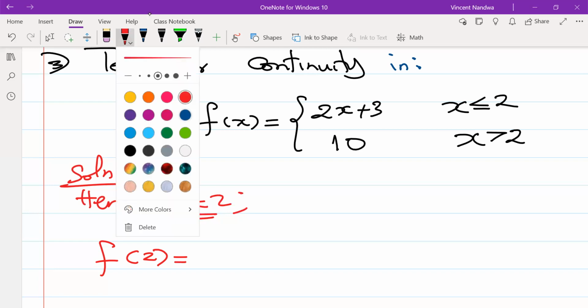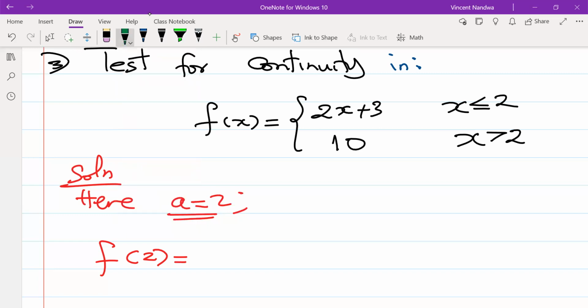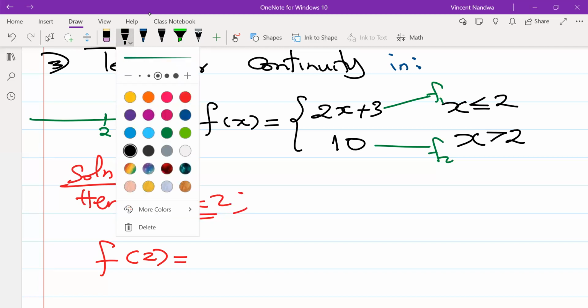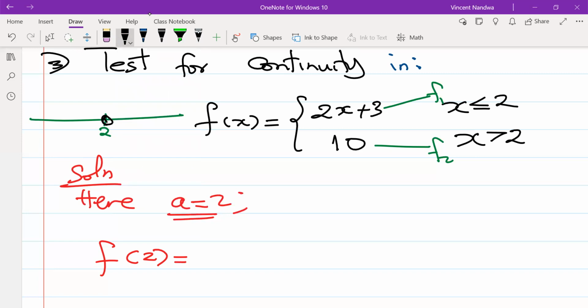Okay. Probably let me explain here. This one I have, so this is formula 1. This is formula 2 that defines this function f of x. So we have agreed that our reference number is 2. So remember 2, there are things which are to the left of 2 and things which are to the right of 2. Okay.